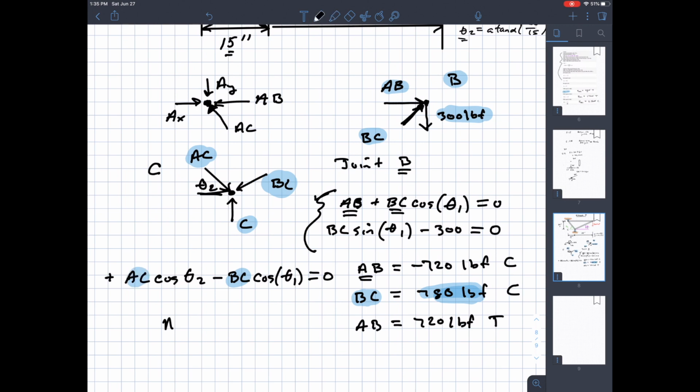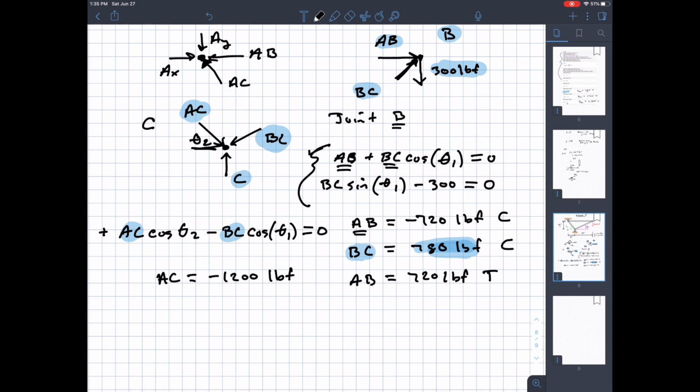And so when you do that, you can check the answer. You get that AC is equal to minus 1,200 pound force. Okay, so that would mean minus 1,200 pound force.